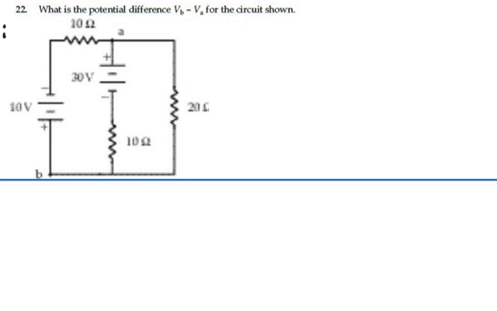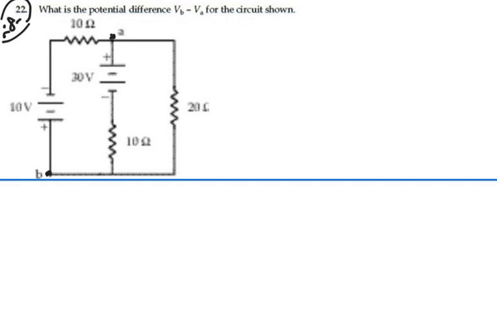Here's problem 2822. What is the potential difference VB minus VA for the circuit shown? To solve this potential difference between point B and point A, we need to find the currents first.